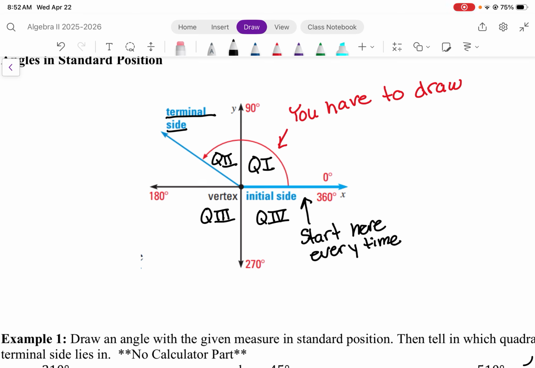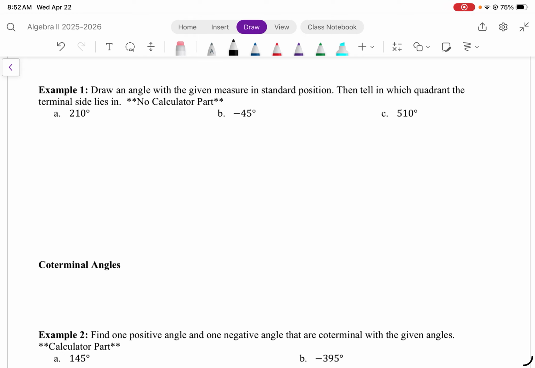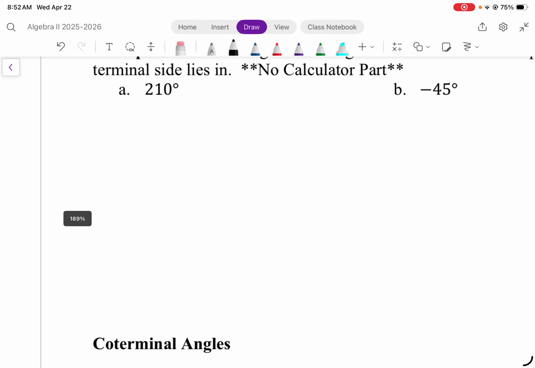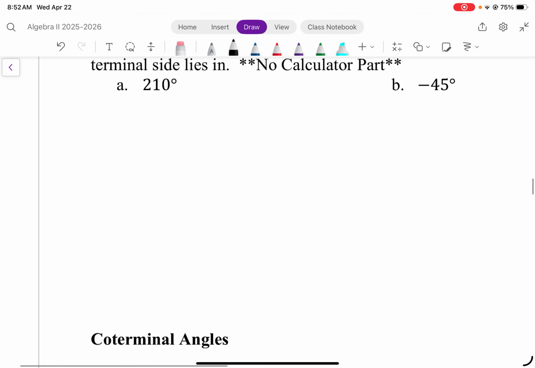All right, so for example 1, they want us to draw an angle with the given measure in standard position, and then tell in which quadrant the terminal side lies. This would be on a no calculator part of the test, so you would want to make sure you know how to do it without a calculator. So first we're going to start by drawing our coordinate grid.